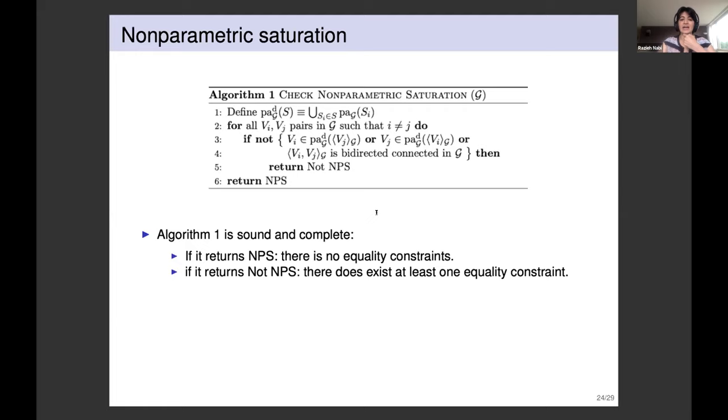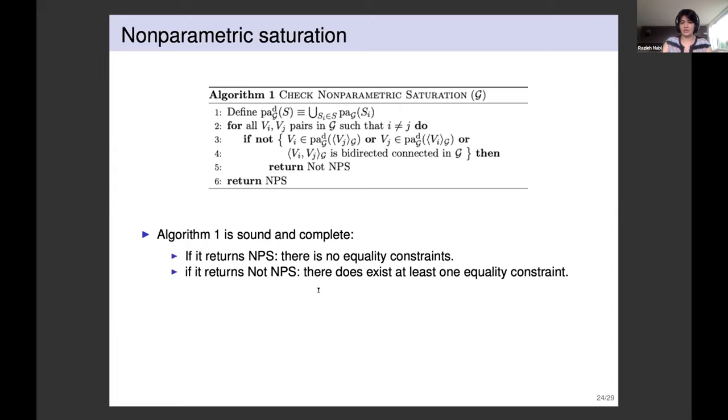So the algorithm is sound and complete in what sense? In the sense that if it returns that the nested Markov model of the ADMG is nonparametric saturated, then there are no equality constraints, and if it returns not NPS, it means that there does exist at least one equality constraint.